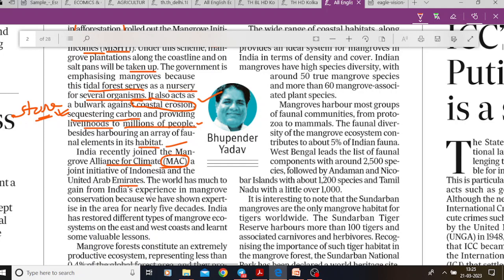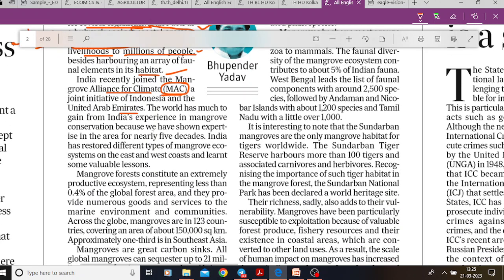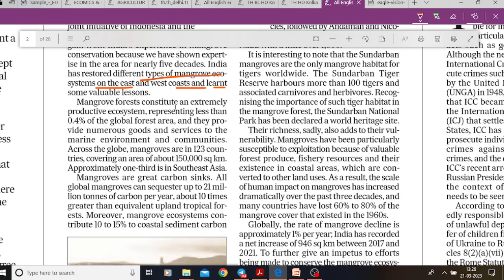The world has much to gain from India's experience in mangrove conservation, because we have shown expertise in the area for nearly 5 decades. India has restored different types of mangrove ecosystem on the east and west coast, and learned some valuable lessons. Mangrove forests constitute an extremely productive ecosystem, representing less than 0.4% of the global forest area. They produce numerous goods and services to the marine environment and communities.